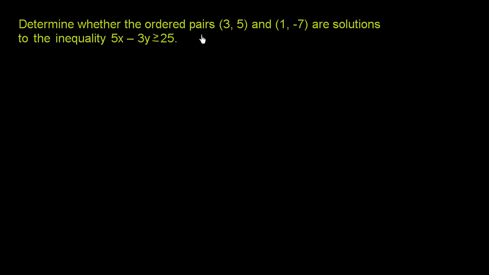Determine whether the ordered pairs (3, 5) and (1, -7) are solutions to the inequality 5x minus 3y is greater than or equal to 25. So we can literally just try each of these ordered pairs. We could try what happens when x is equal to 3 and y is equal to 5 in this inequality and see if it satisfies it. And then we could try it for (1, -7). So let's do that first. Let's do it first for (3, 5). So when x is 3, y is 5, let's see if this actually gets satisfied.